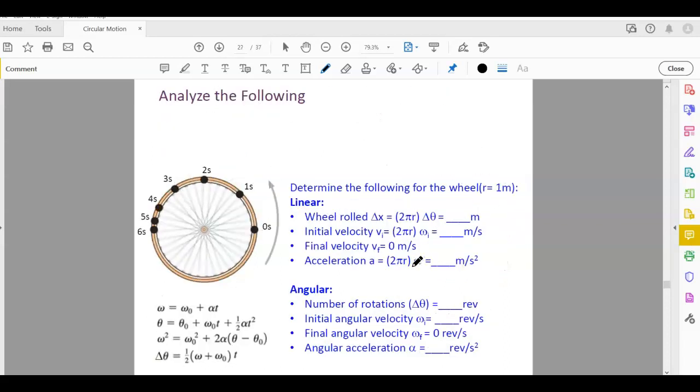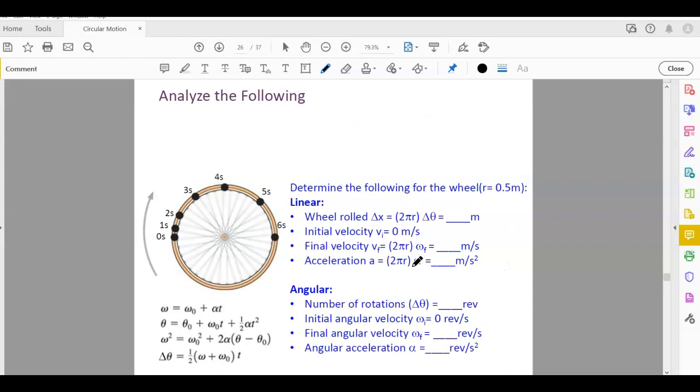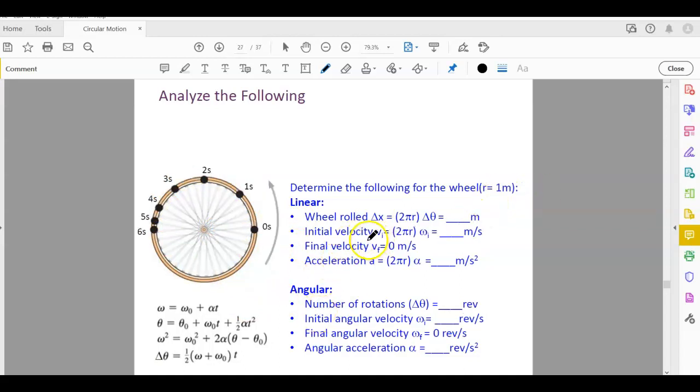Okay, so in your free time, I want you to go through these other two problems, have it speeding up as the wheel rotates clockwise, and it's a half-meter wheel. Try it out, and then check with your instructor.